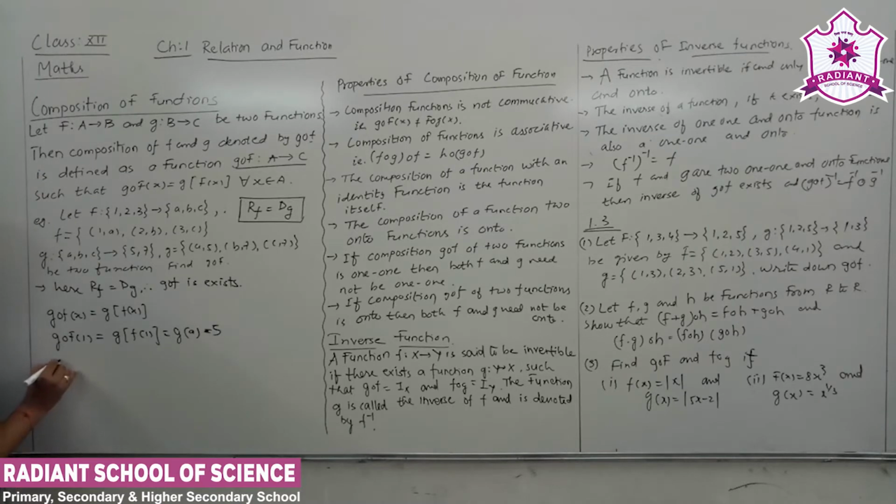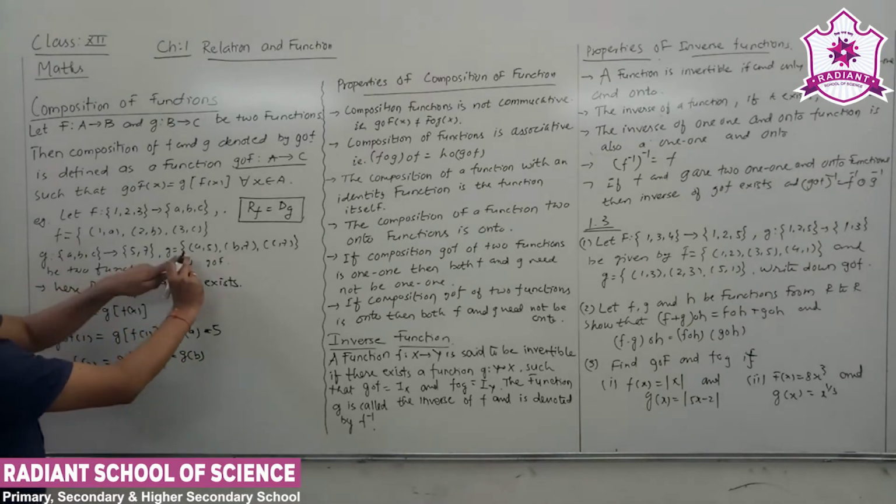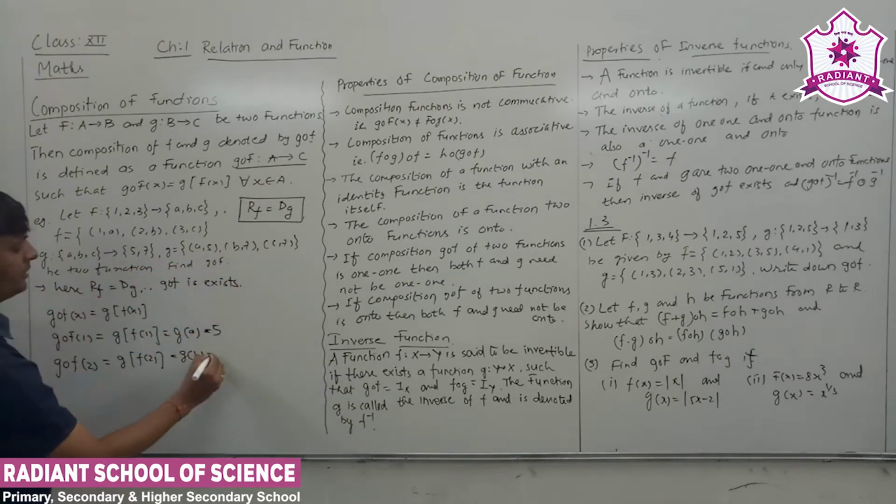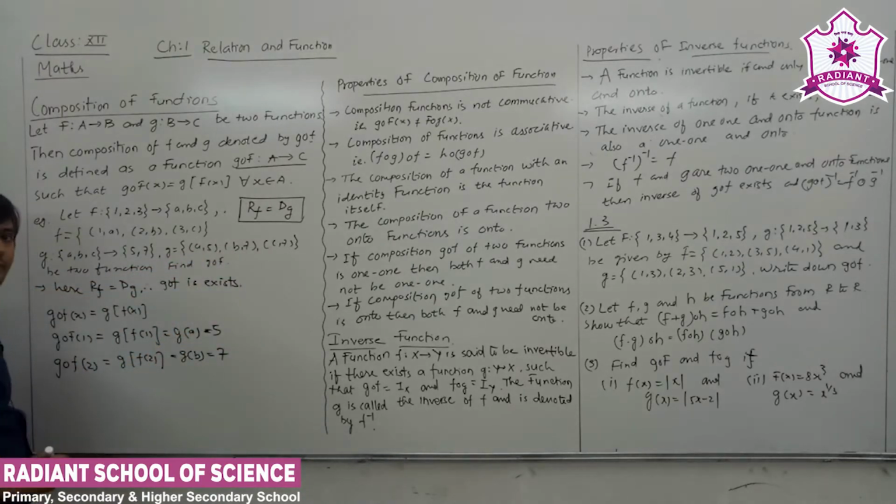ओके, चलो आगे बढ़ते हैं। g of f of 2, second element of the domain, so g of f of 2, f of 2, चलो f function में जाओ, 2 का range कितना मिल रहा है, b, so यहाँ पे g of b, अब g function में g of b कितना है, g of b is equal to 7, right?